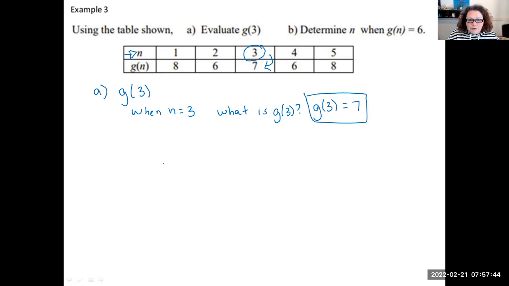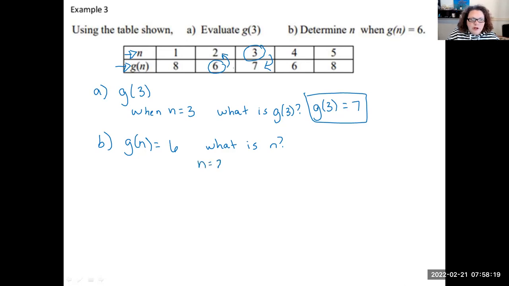The next one is determine N when G of N is 6. So B, G of N is 6. What is N? Well, I'm going to come up here where G of N is, which is what they're telling us, is equal to 6. So I just need to find 6. Well, here's 6. What's N when G of N is 6? 2. N is equal to 2.